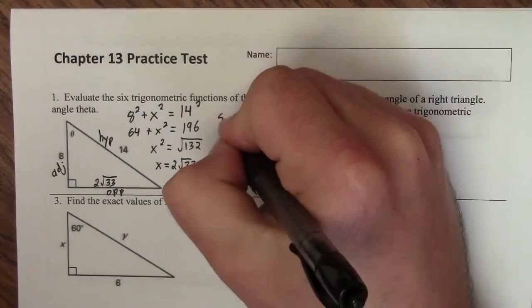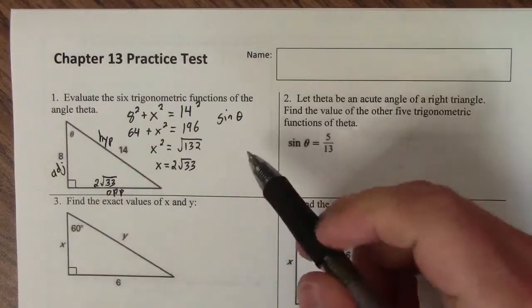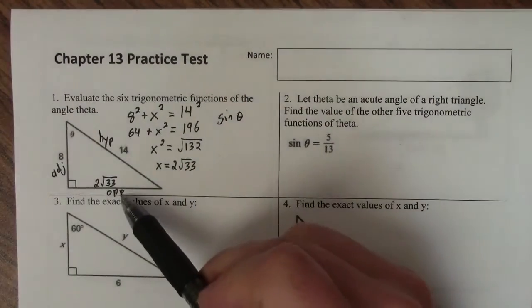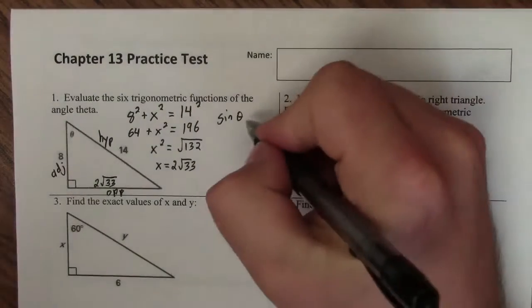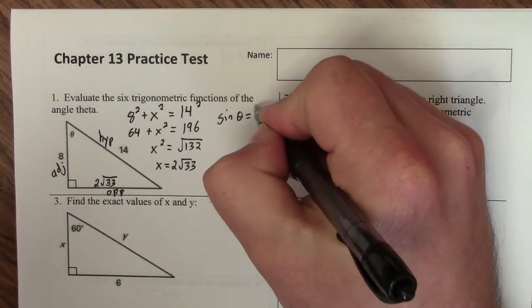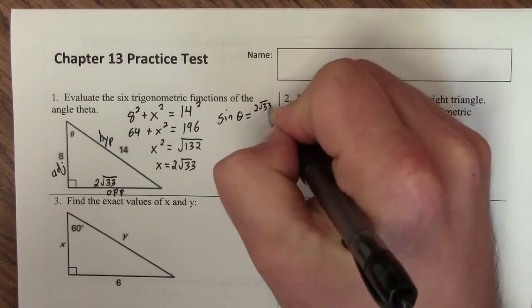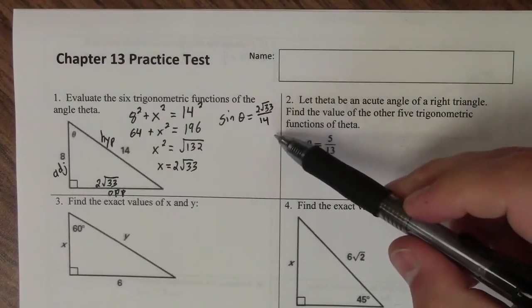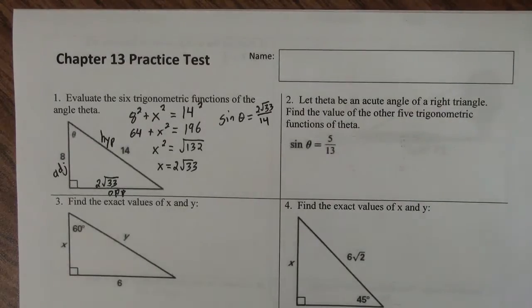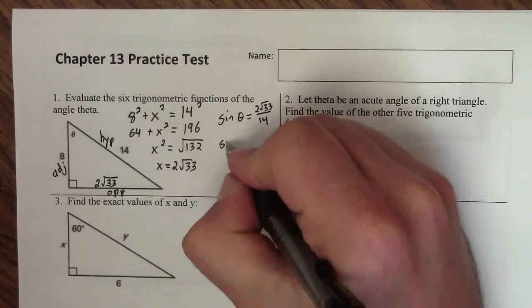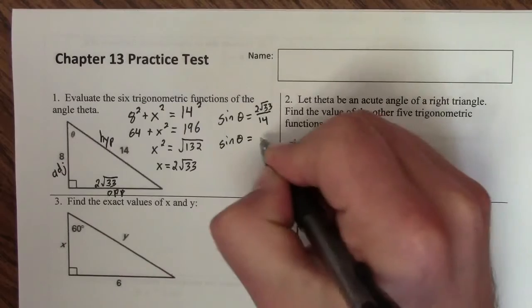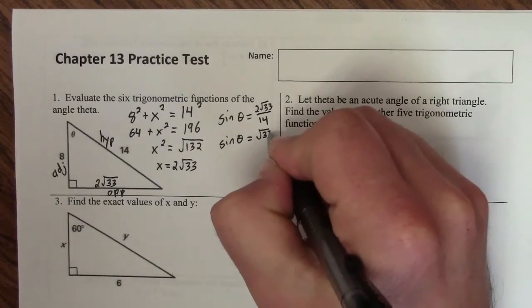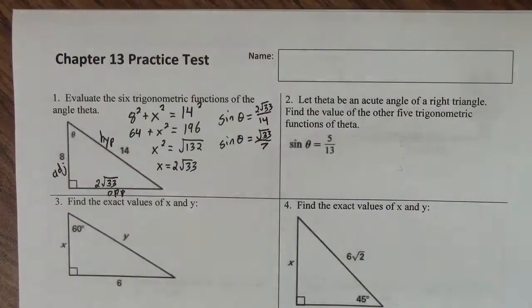So sine of theta is opposite over hypotenuse. So that would be 2 rad 33 over 14. But the 2 and the 14 can cancel since they're both divisible by 2, and you're left with sine theta equals rad 33 over 7.